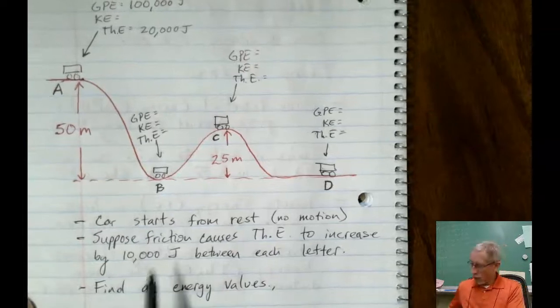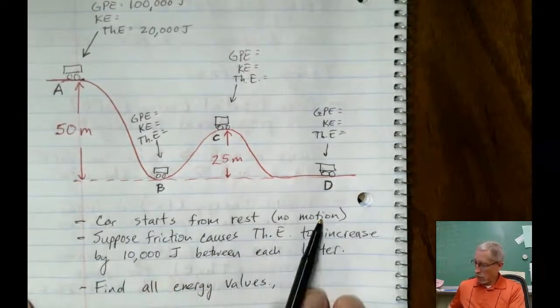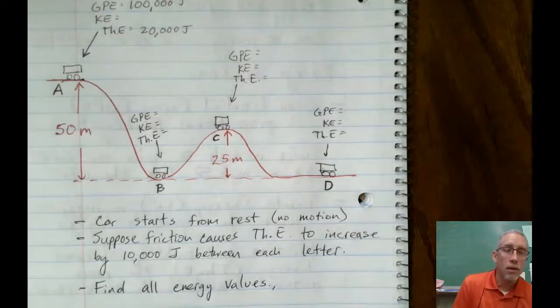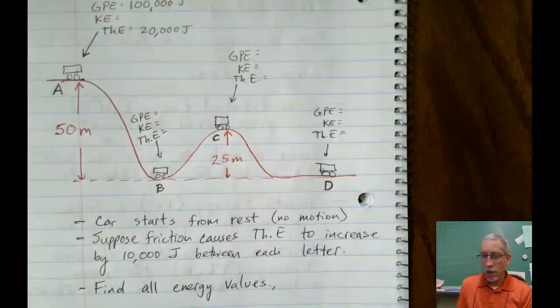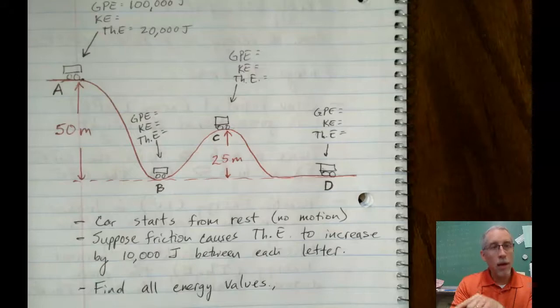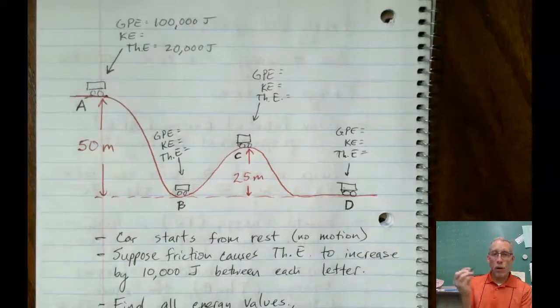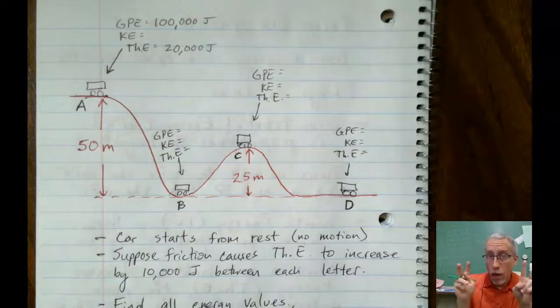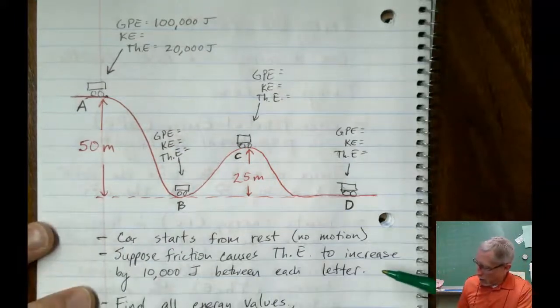So remember what I've said: starts from rest, no motion, and we add 10,000 joules of thermal energy every time we get to the next letter. So let me show you the way to solve this. I think I'm going to grab a green pen so you can see what I started with in the black ink and what I'm going to do with the green ink. Okay, here we go. A couple things you have to remember to do, and in English class, they call it looking for context clues. Let me show you how this translates.